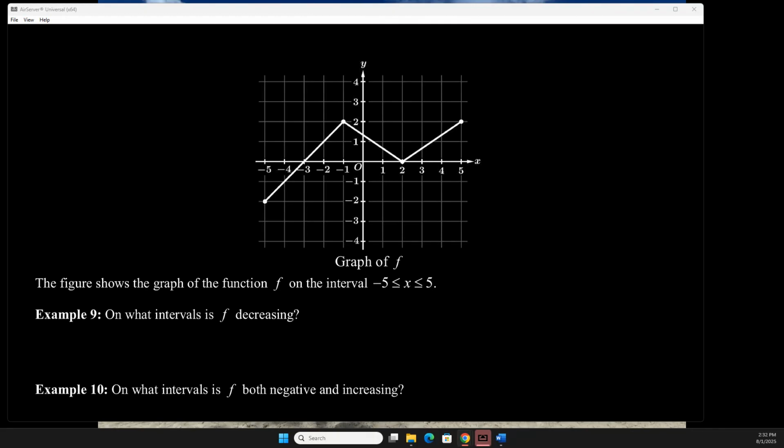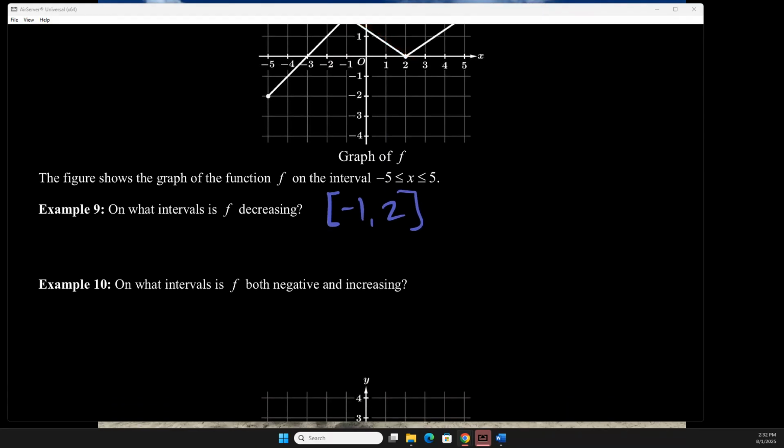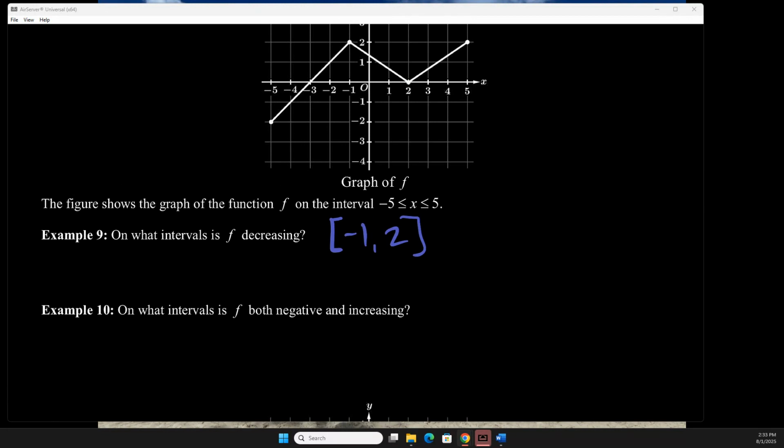Alright, so on example 9, we want to know the intervals of decreasing. I think it's the same graph we've done already where we did the intervals of increasing. Alright, what do you guys think? -1 to 2. Nice job. So that's good old algebra 2. Decreasing is there. Alright, the intervals negative and increasing. So below the axis. -5 to... really the only section that's negative, but it also is increasing there.